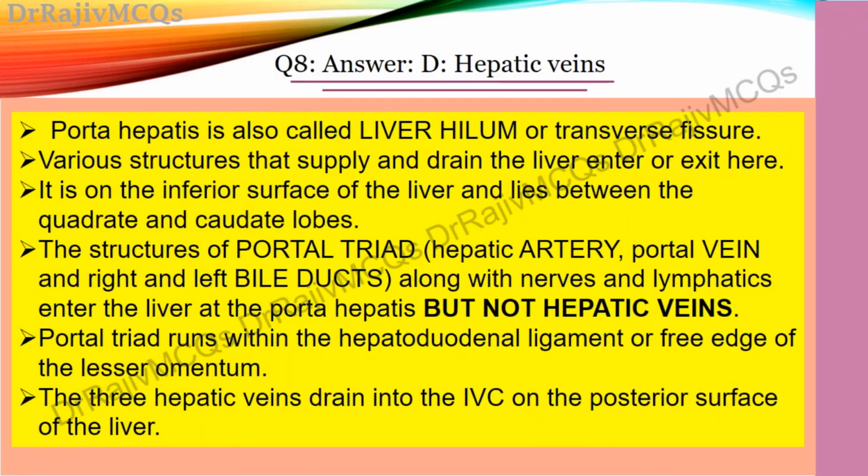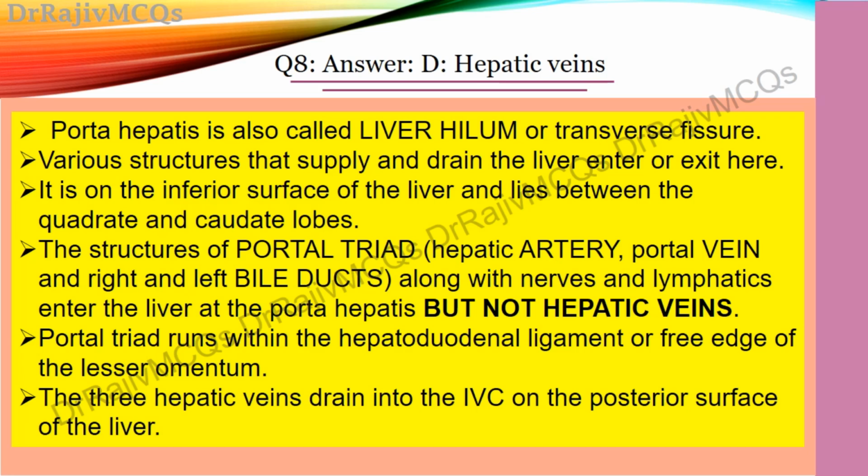The correct answer in question number 8 is option D. The porta hepatis or liver hilum or transverse fissure of the liver is the gateway to the liver for entry or exit of various structures that supply and drain the liver. It is a deep fissure on the inferior surface of the liver and lies between the quadrate and caudate lobes.